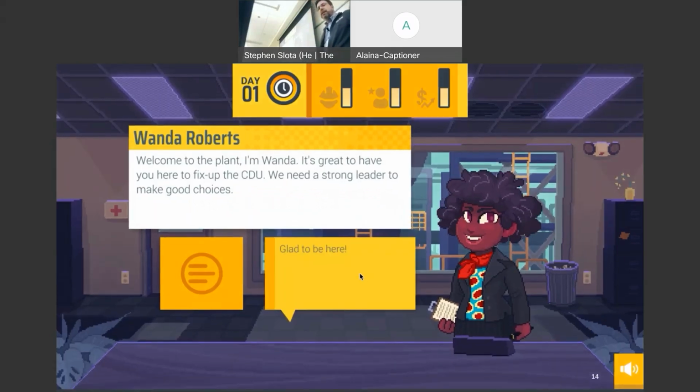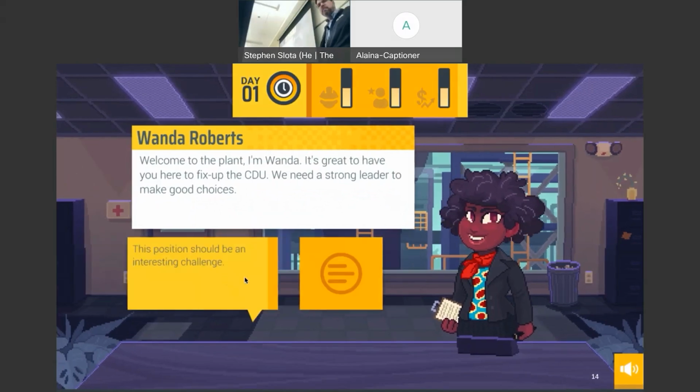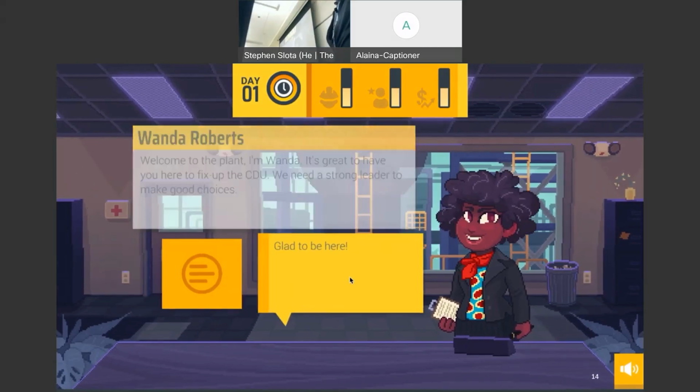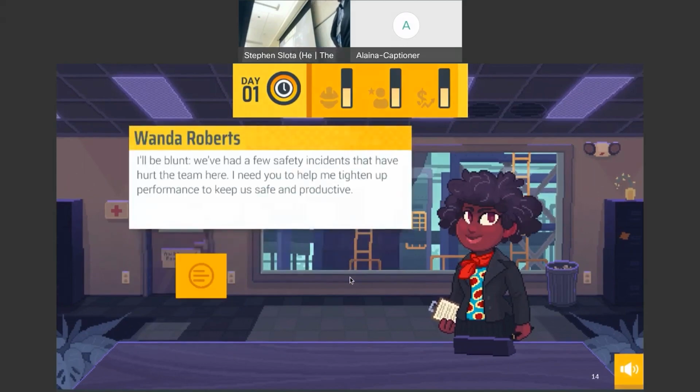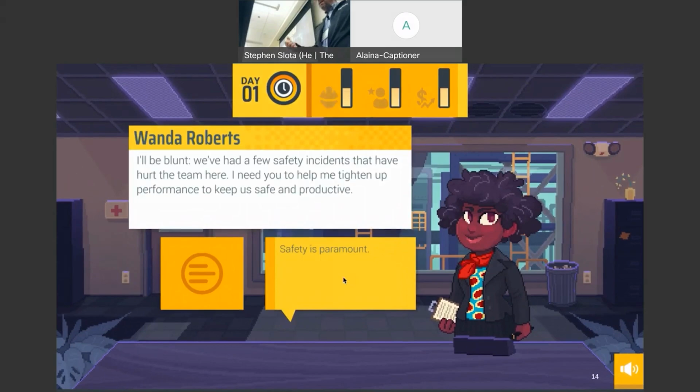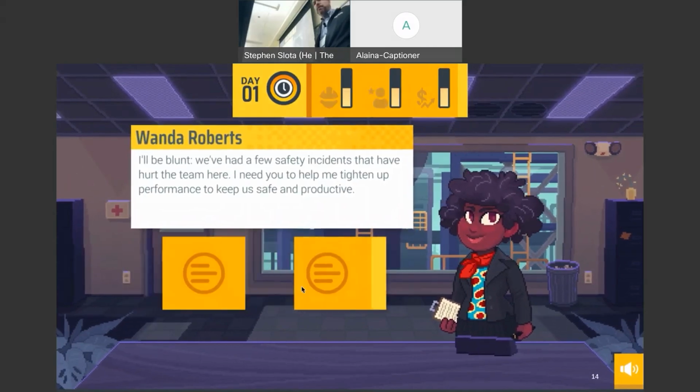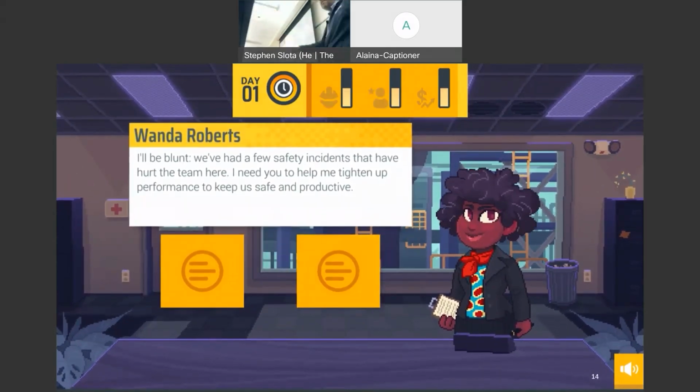You can hover over and the two choices become available. This is your boss, Wanda, and this is your first day. She says, we've had a bunch of safety problems, I need you to tighten up performance. And you can see as you change between those two things, the different metrics highlight at the top.